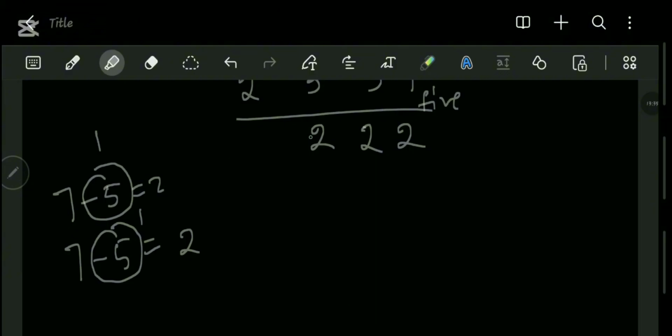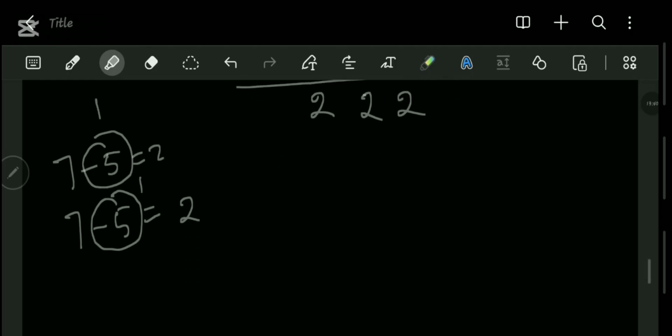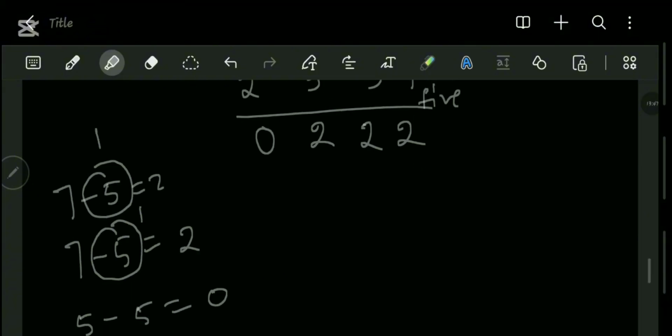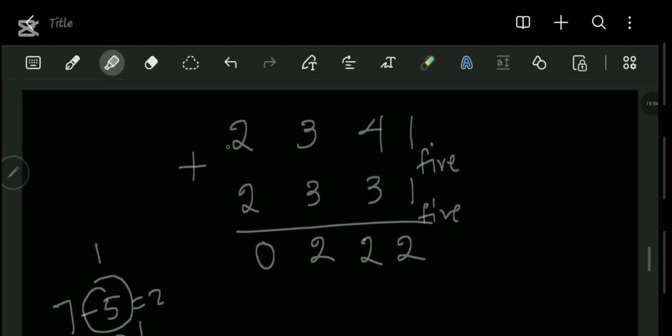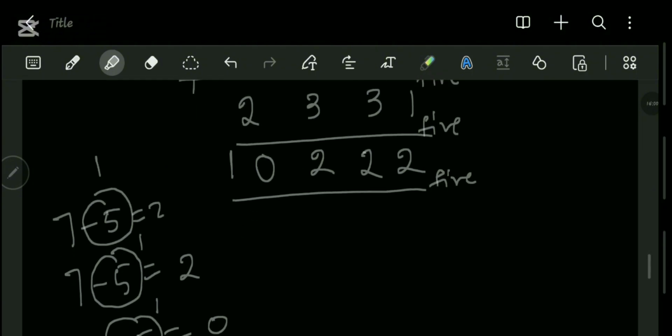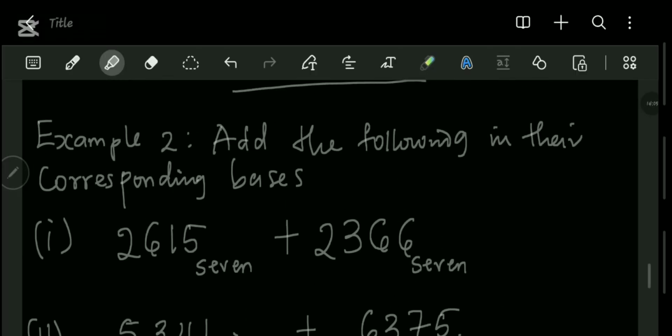So this 2 plus 2 is 4, but then I'm carrying 1 over, that's 5. So I can't write 5. So I have 5 minus 5, that's giving me 0. So I can drop 0 here, and then I had to subtract 5 once, right? So since there's nothing I have to add that 1 to, I just drop the 1 here. So this is my answer in base 5, right? Let's have more examples. So look at this example 2. We're asked to add the following in their corresponding bases, right?